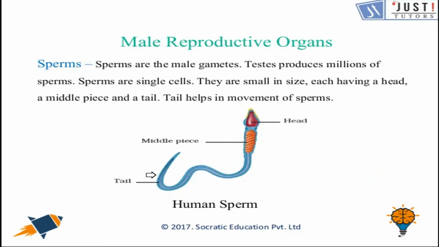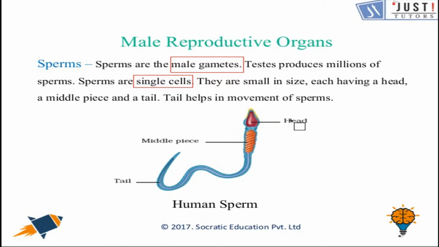Proceeding further, on the next slide we have a detailed picture of a sperm, which is also called the male gamete, as we discussed on our previous slide. The testes produce millions of sperm, and sperms are single cells. They are small in size, each having a head, a middle piece and a tail. The tail helps in movement of the sperm.